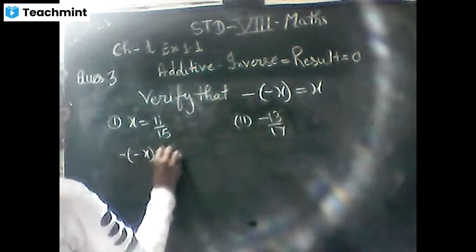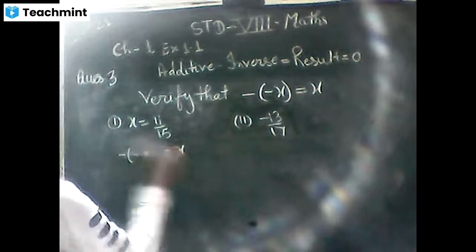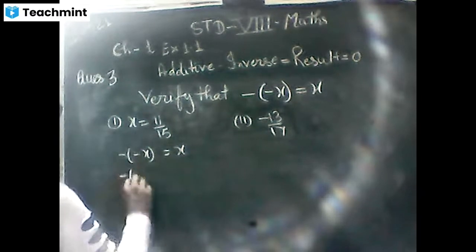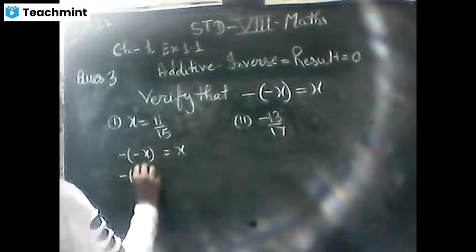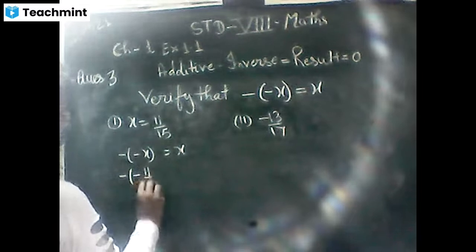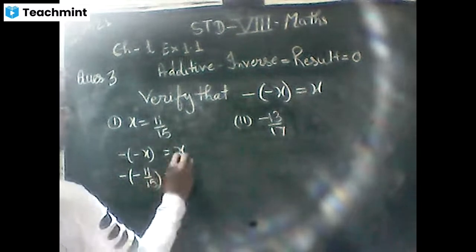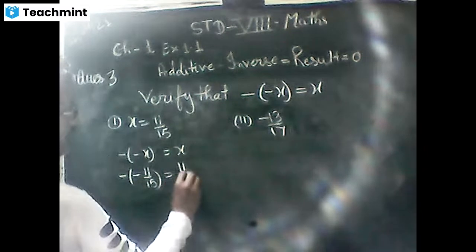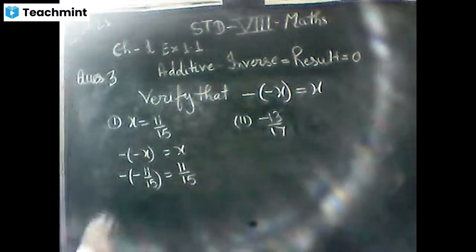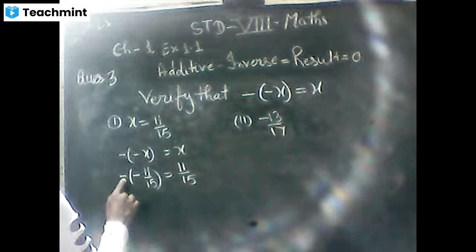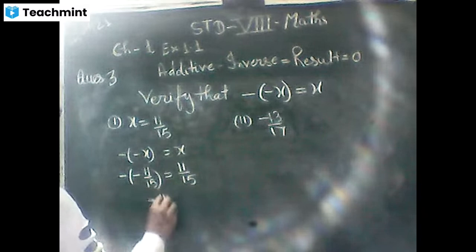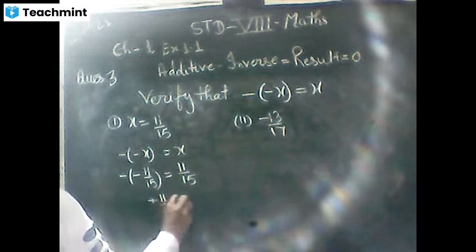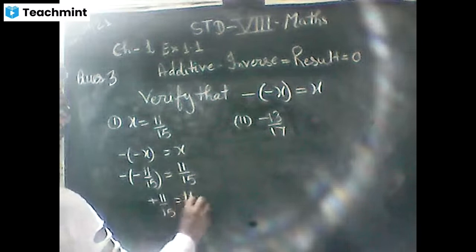minus minus x equals x. This is our x value. So we have to use minus, here we will use minus, and the value of x becomes 11 by 15. We have to replace the value, and that equals 11 by 15. And next we have to care for it. Now we have to open the brackets, and now minus and minus equal to plus, or positive 11 by 15, or that is also 11 by 15 on the right hand side, RHS.